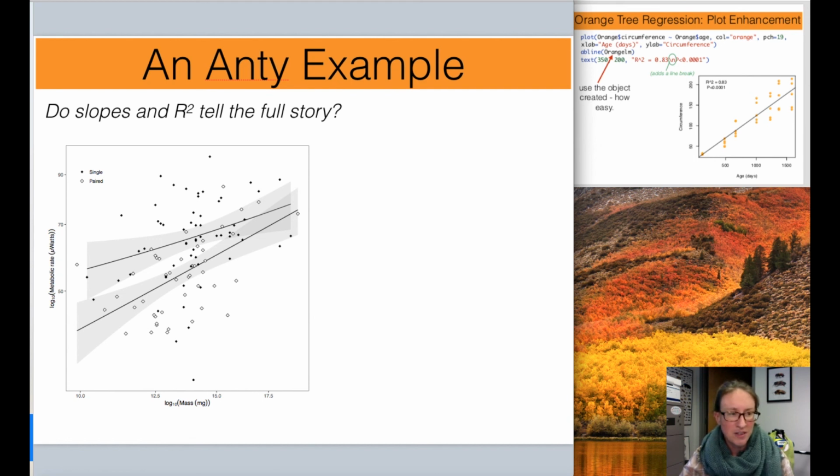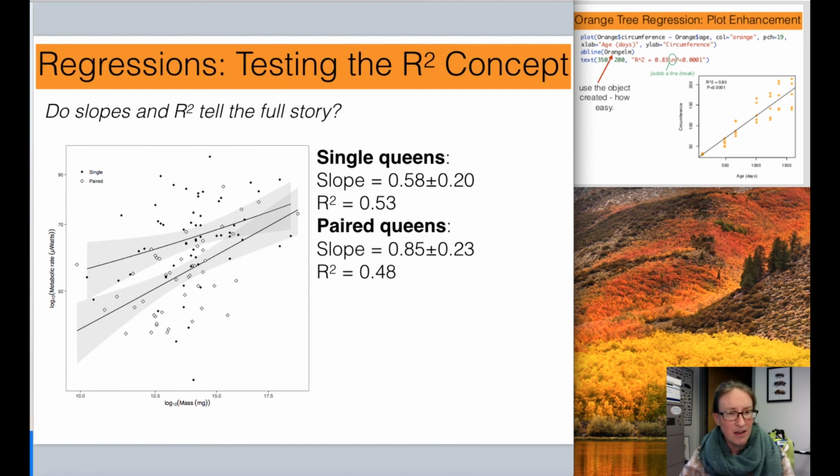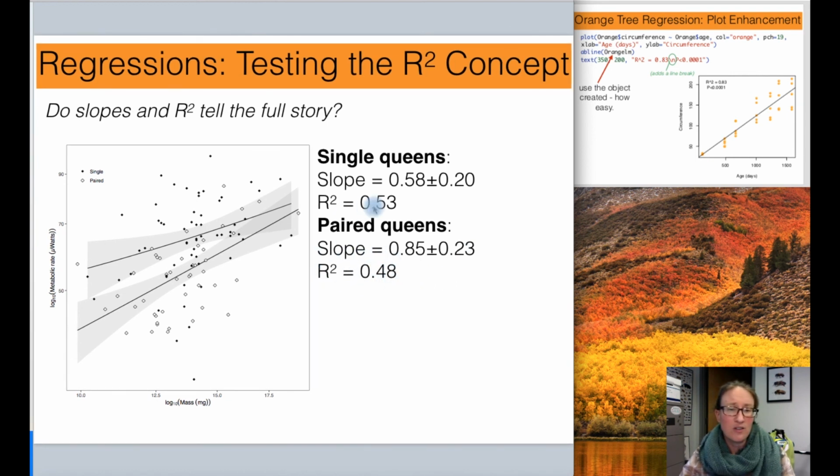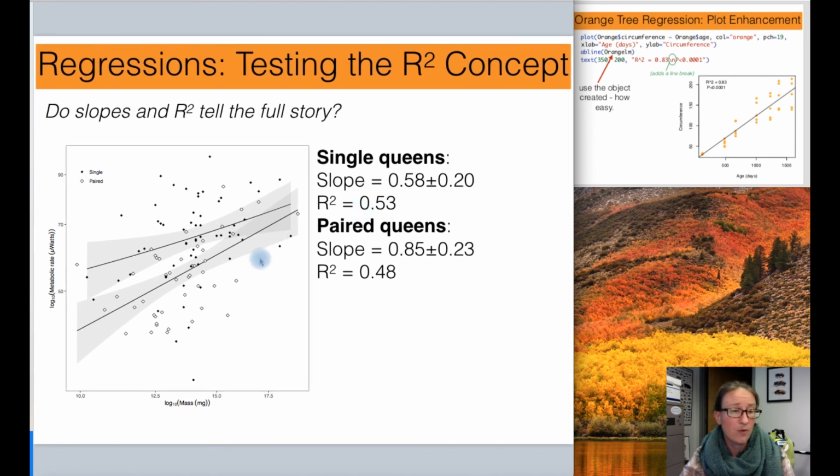So first, we're going to look at the slopes and R-squared values for single and paired queens. So after a regression analysis, I found that for single queens, this relationship had a slope of 0.58 plus or minus 0.2, and obtained an R-squared value of 0.53. And then for paired queens, I got a slope of 0.85 plus or minus 0.23 and an R-squared of 0.48. So these R-squared values are a little lower than what we saw for the lion regression, but they're still a fairly high measure of goodness of fit.